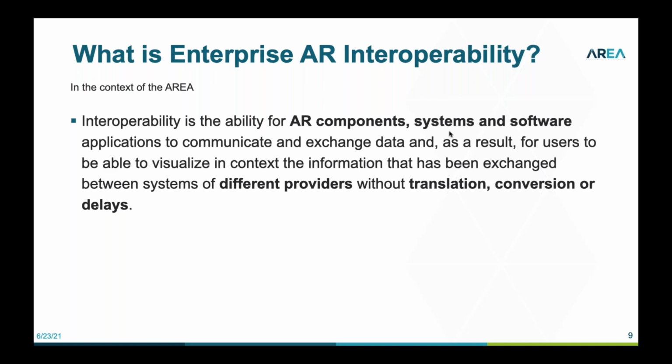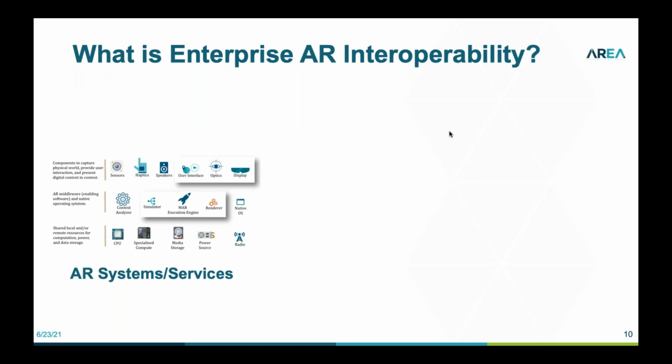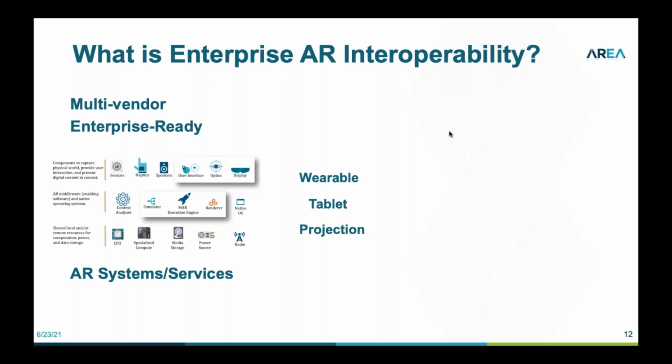So to me, this is the core of it. It doesn't talk about the business benefits. It's just, what does interoperability mean? And I've got a few pictures. All these little icons on the left-hand side are the different components that one could imagine needing in an AR system. Let's assume for the moment that it's a multi-vendor environment, that you're in an enterprise IT environment.